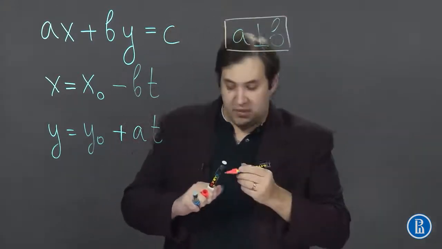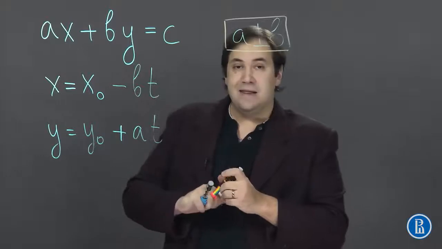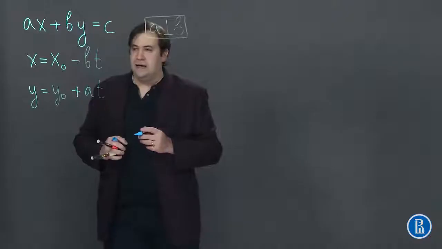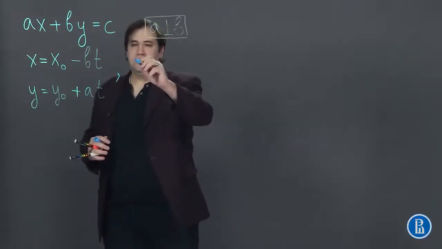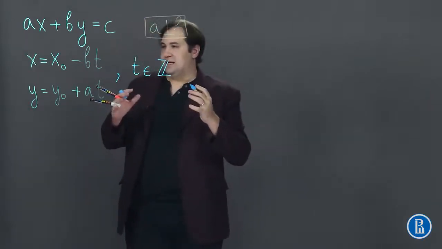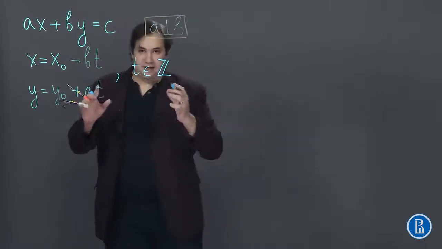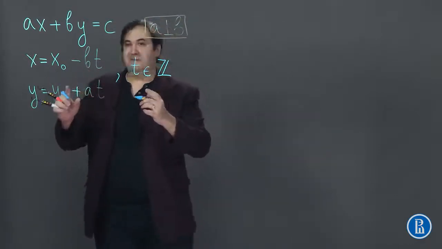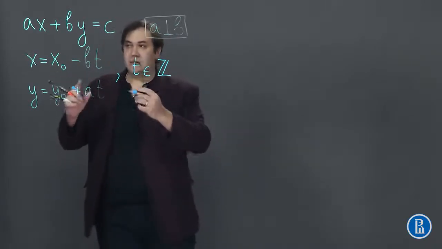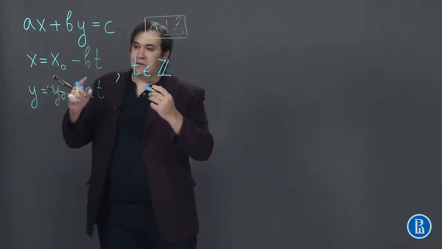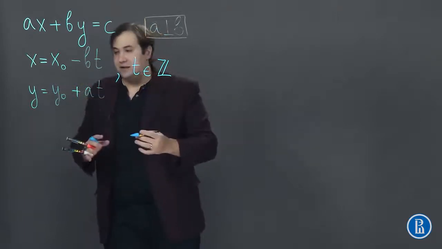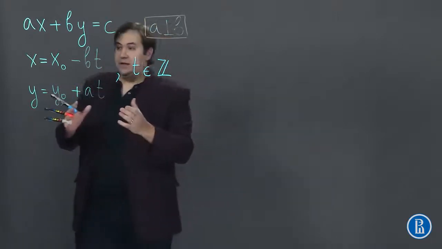Well, if a and b are mutually prime, then the set of all solutions is given by this formula, and t is an arbitrary integer parameter, which means that if we substitute t with any integer number, we will receive a solution for this equation. And on the other hand, any solution of this equation can be represented in such form where t is some integer. Now let's prove that this is so.